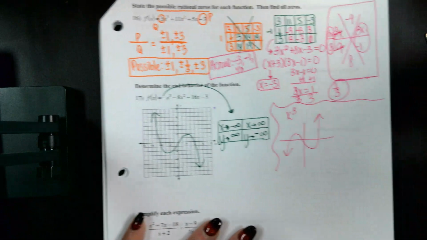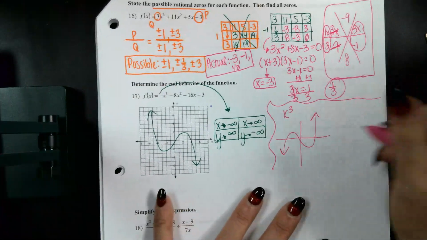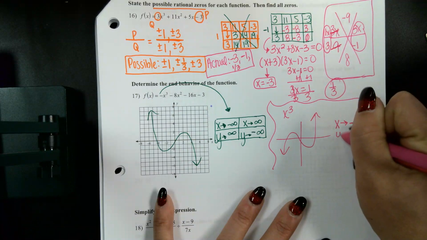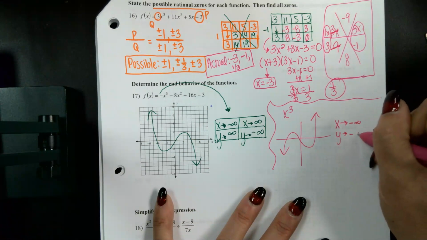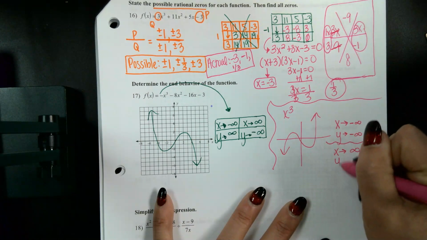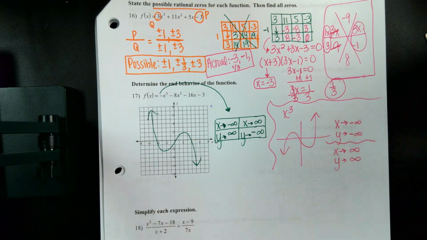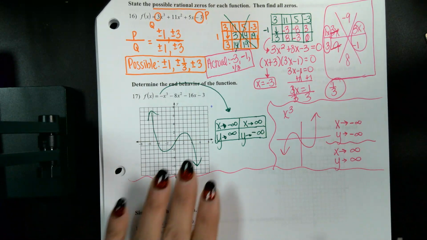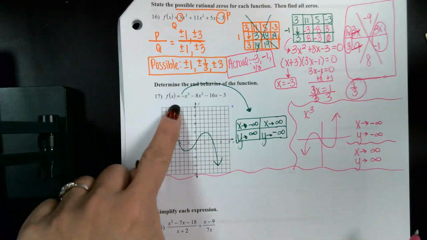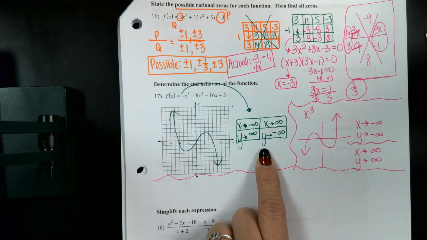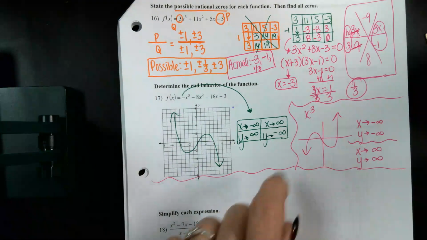Now, if we were to do this one over here, if it had been positive x to the third, as x approaches negative infinity, doesn't y also approach negative infinity? And as x approaches positive infinity, so does y? Yes. So it just depends. Tomorrow when you take your final, be on the lookout. If it's negative x to the third, it would go high to low. And this would be the answer. If it's positive x to the third, it goes low to high.